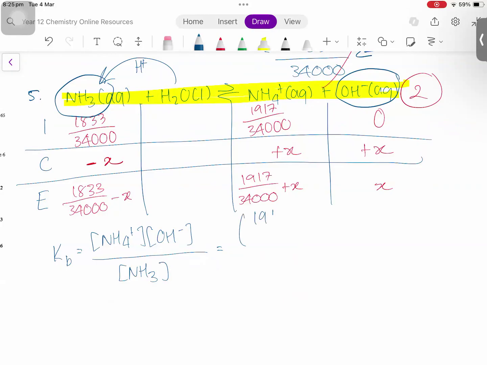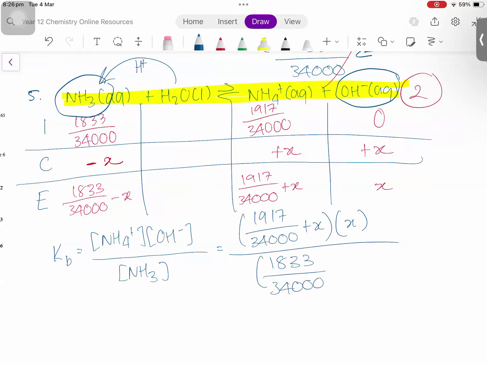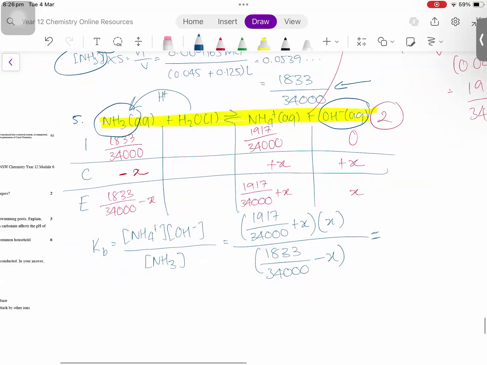And then I'm just going to sub everything from my E row in. So this is 1917 divided by 34,000 plus X. And the OH minus is just an X. And my denominator is 1833 on 34,000 minus X. If I'm solving for X, I should know what Kb is.